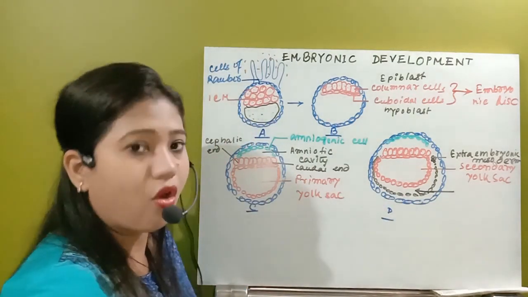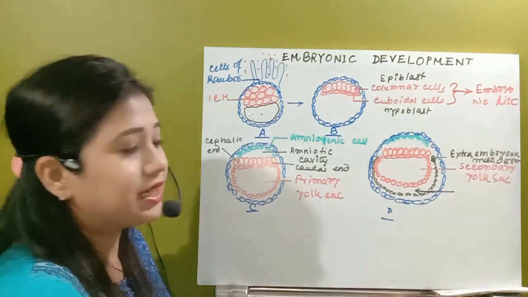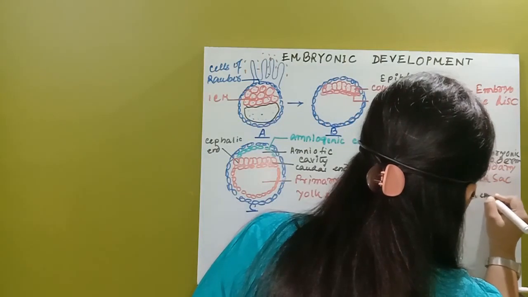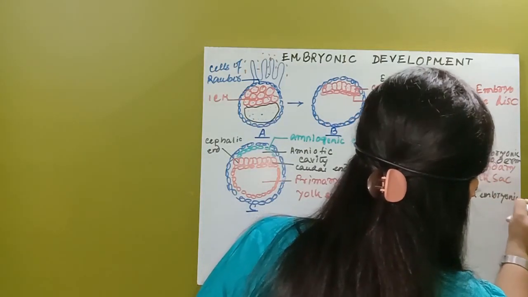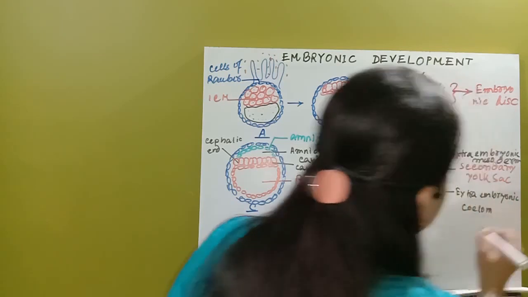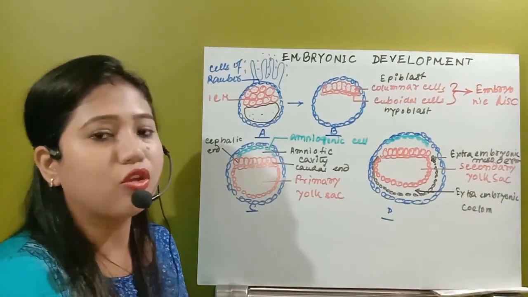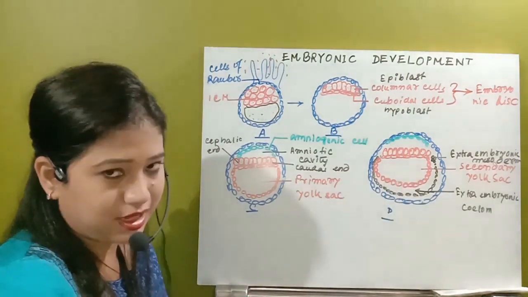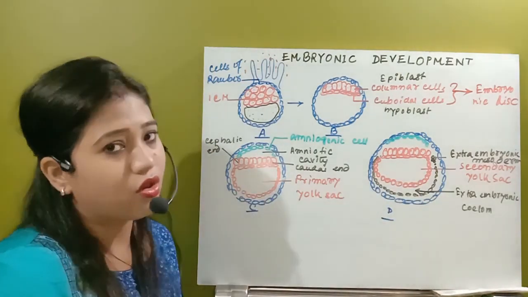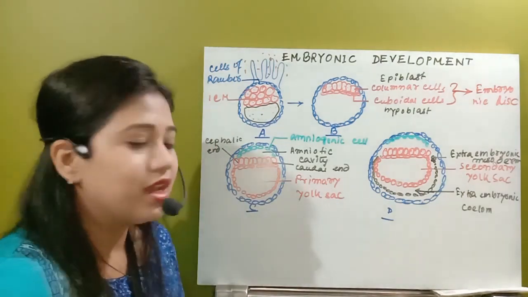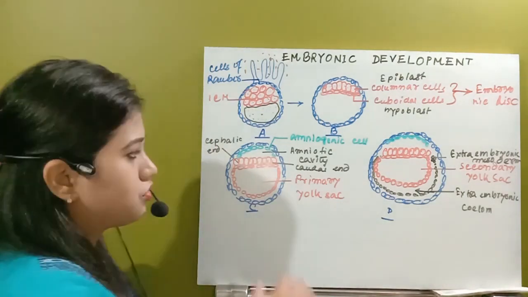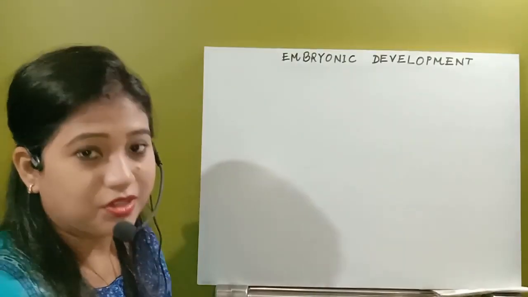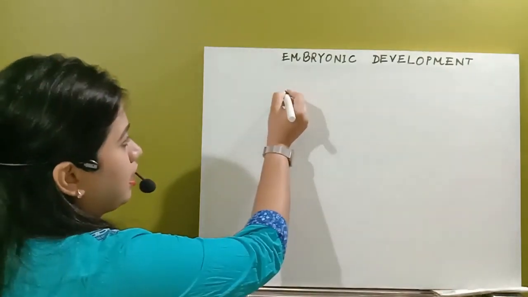Because of this region between the hypoblastic cell layer and this extra embryonic membrane, we have a cavity. Another cavity has developed, and this is known as the extra embryonic coelom. So a coelom has been formed. This extra embryonic coelom will gradually grow in size, and this secondary yolk sac, which is nothing but the same primary yolk sac, will gradually decline in size. This way we have the next stage. Let us see what is happening in this next stage.